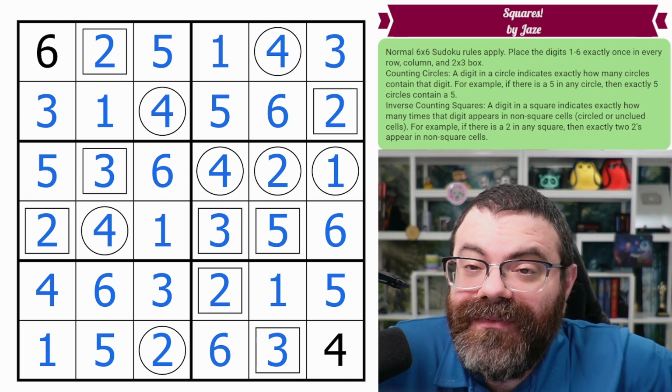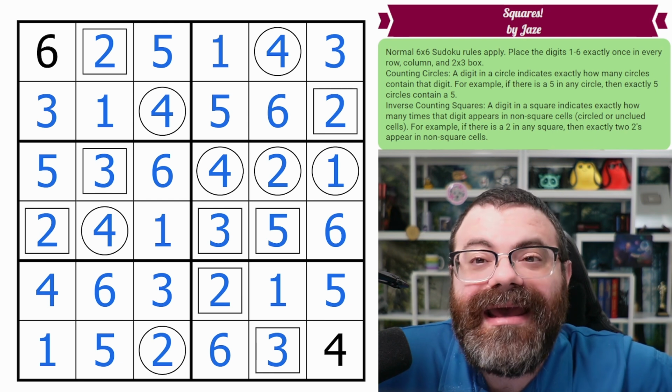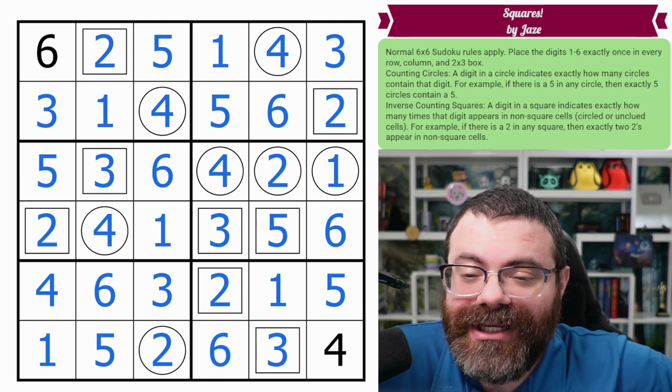I hope you enjoyed this theme week. I think it was a fun theme week. Really nice use of the counting circle idea. And I enjoyed this puzzle as well. So thank you, Jaze. I hope you did too.